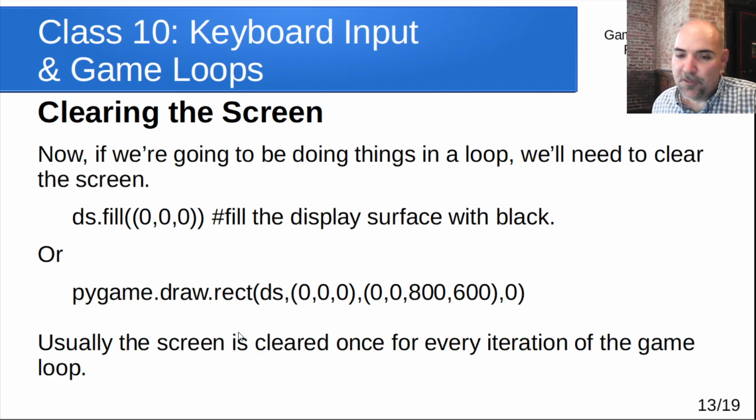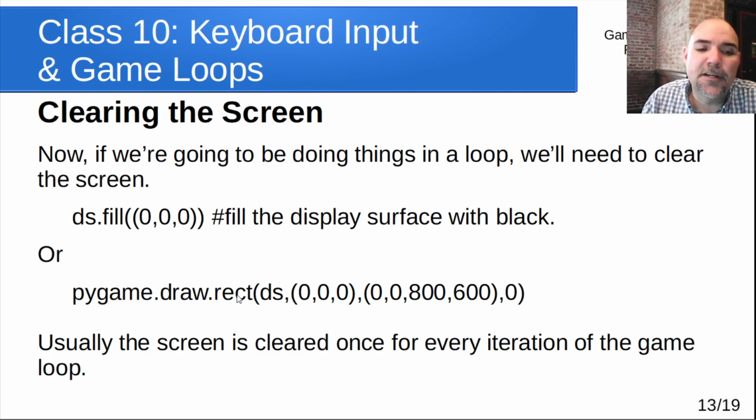And so to clear the screen, there's 2 ways that I'm going to present here. The one that I like is ds.fill. You just pass it a color tuple, red, green, blue. This would clear the display surface to black. So ds is the display surface. You do a .fill and put the color you want. If you wanted to clear it to white, you just put 255, 255, 255. If you want to clear it to blue, put 0, 0, 255, whatever you do in your game.